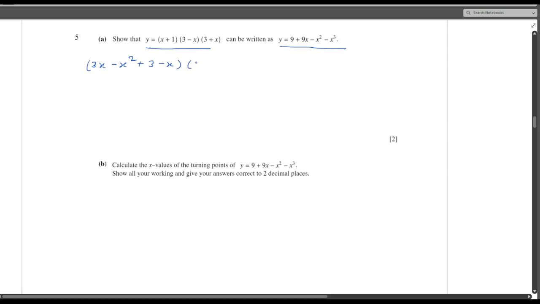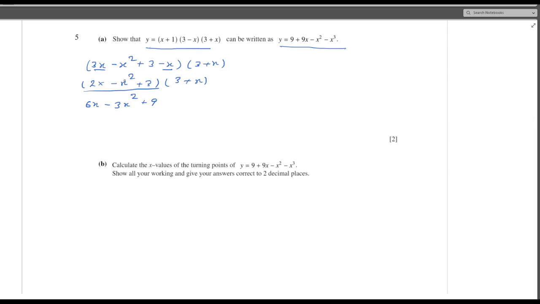Now this whole thing is multiplied by 3 plus x. First I simplify this bracket: 3x minus x gives me 2x, so it is 2x minus x square plus 3. And this I have to multiply by 3 plus x. Let us first multiply this whole thing with 3. So 3 times gives 6x minus 3x square plus 9. I multiply this 3 with all these 3 terms.